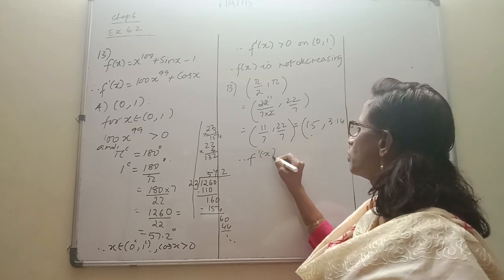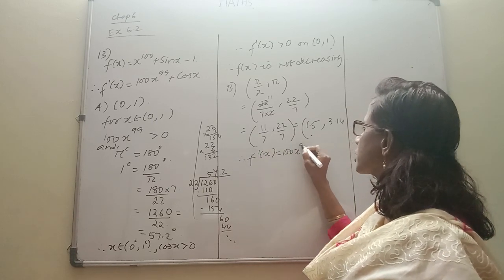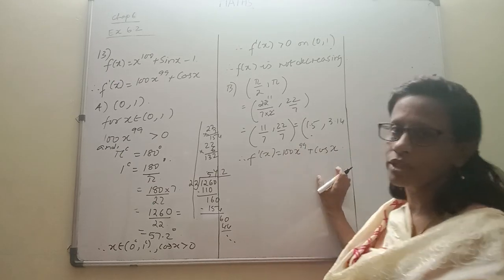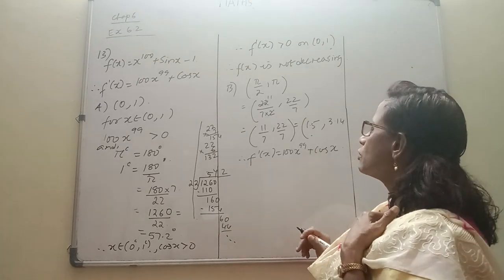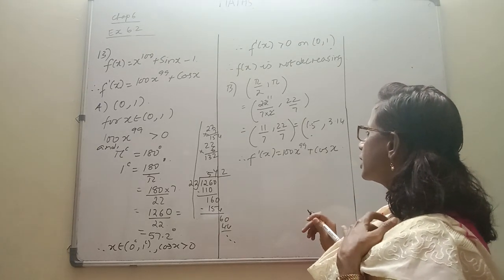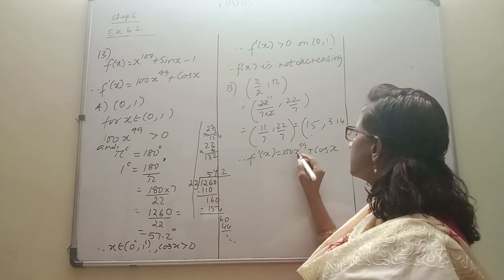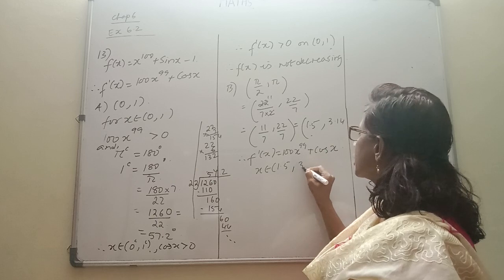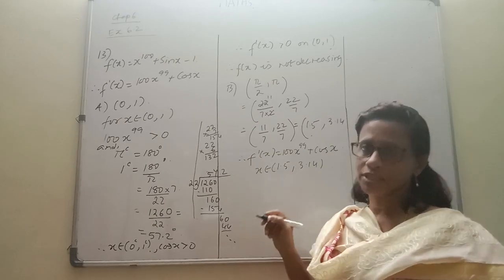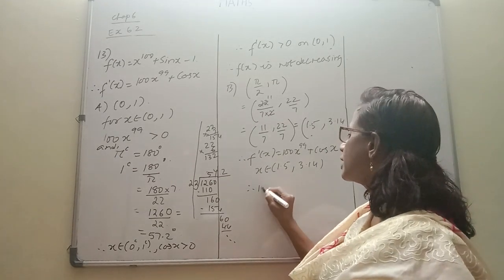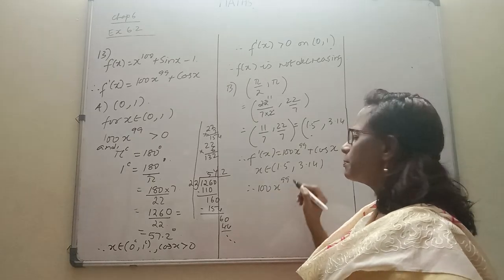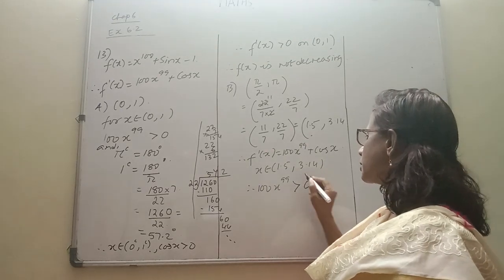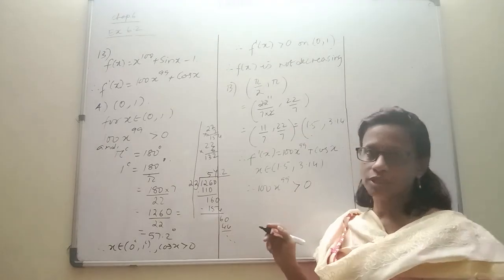Therefore f dash x, we all know, is 100 into x raised to 99 plus cos x, where we have to talk about each of them, whether it's going to be positive or negative. So for us, in 100 x raised to 99, x is lying between 1.5 and 3.14. Anyhow, it's a positive decimal. So that is why 100 x raised to 99 may be some decimal answer, but it is going to be a positive quantity because it's taking a value between these two. So that's positive.